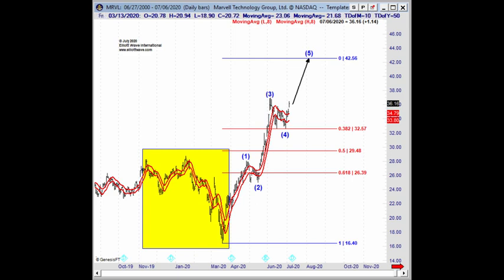Right here, I'm looking at the channel, I'm looking at the red lines, 4 and 5. So we would call that an expanded flat correction because wave B terminates beyond the wave A origin point. However, if you look at the substructure within the decline here, you can't call that move up that we saw in March a 4 because it enters into the price territory of wave 1.